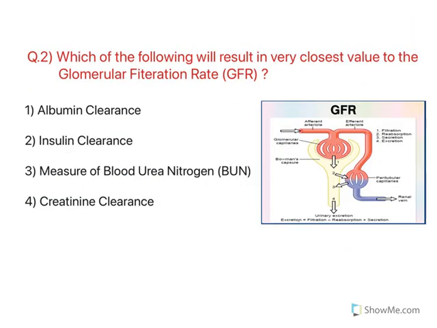Next one. Which of the following will result in the very closest value to the glomerular filtration rate? Now, you need to understand what you mean by this glomerular filtration rate. This is related to nephron or kidney ability. Whatever blood we have will completely get filtered in the nephron. In the nephron, there is a part called glomerular capillaries, through which blood is passed and filtration occurs.